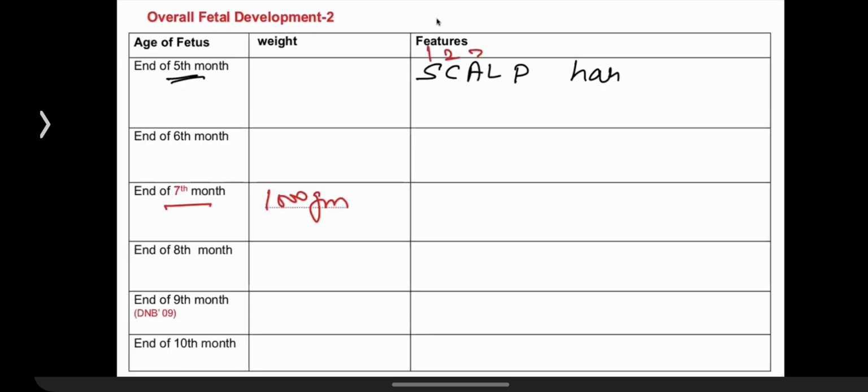Scalp: 1, 2, 3, 4, 5. So 5 is 5 months. And here 1 month is equal to 4 weeks. So we will have 10 months.